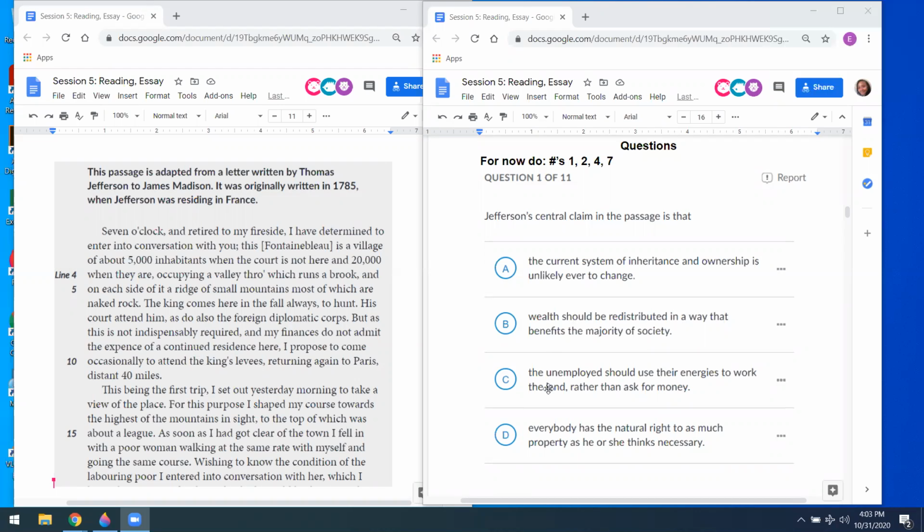Yeah, I think it could be A or B, but I don't think it's C or D. Why don't you think it's C or D? I don't remember in the text him talking about they should work for the land. And also I couldn't really understand the text that well because of the writing style, I guess. So I would say it's either A or B.